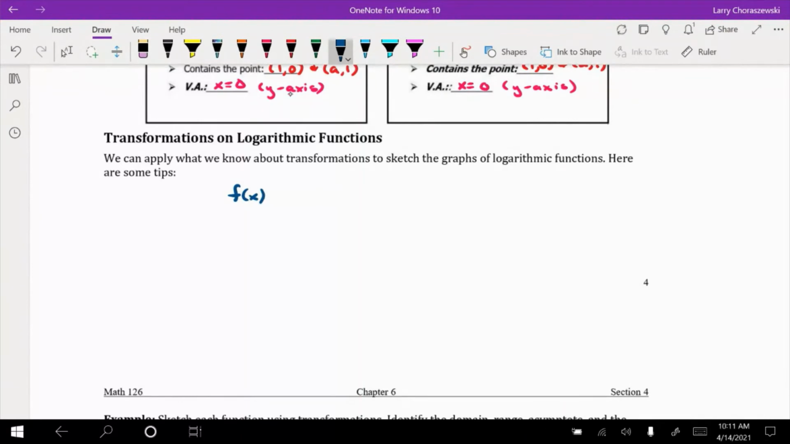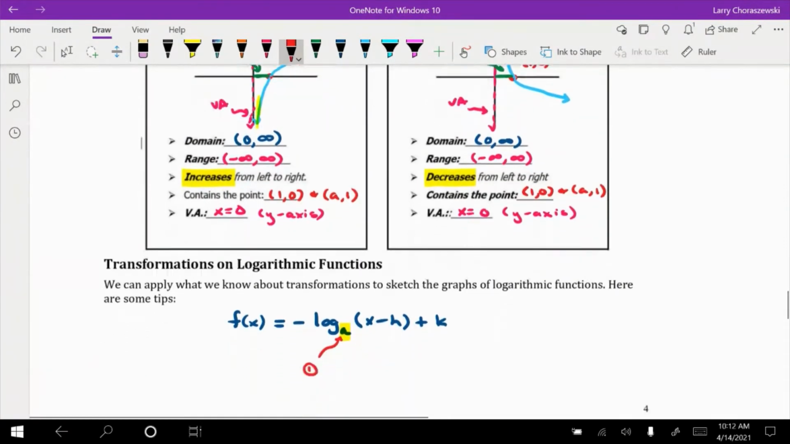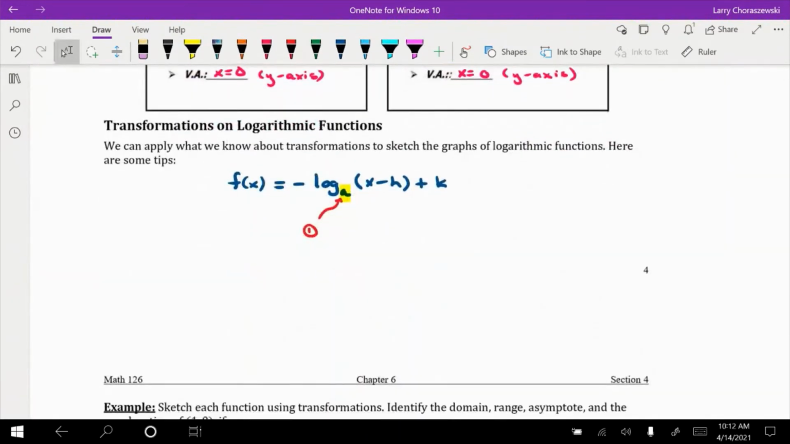Let's say that we had f(x) equals minus log base a, and in its argument, x minus h, and at the end and outside of the argument, plus k. The very first thing that you do is identify the base. Now keep in mind the base will either be greater than 1 or less than 1. And so depending on the value of a and how it compares to 1, you might have a graph like in the first box, or you might start out with a graph like in the second box. Okay, so always identify your base graph.